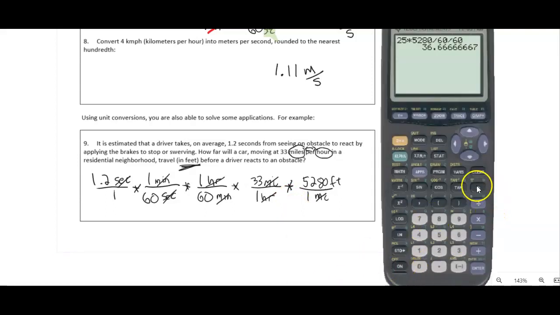Back to our calculator. 1.2, we'll start with that. The next number is in the denominator, so divide 60. The next one has a 60 in the denominator, so another divide 60. The next one is in the numerator, so it's times 33, and the last one's in the numerator, times 5280. We end up with 58.08. Does it have any rounding rules? It does not. So we'll give the full value, 58.08 feet.